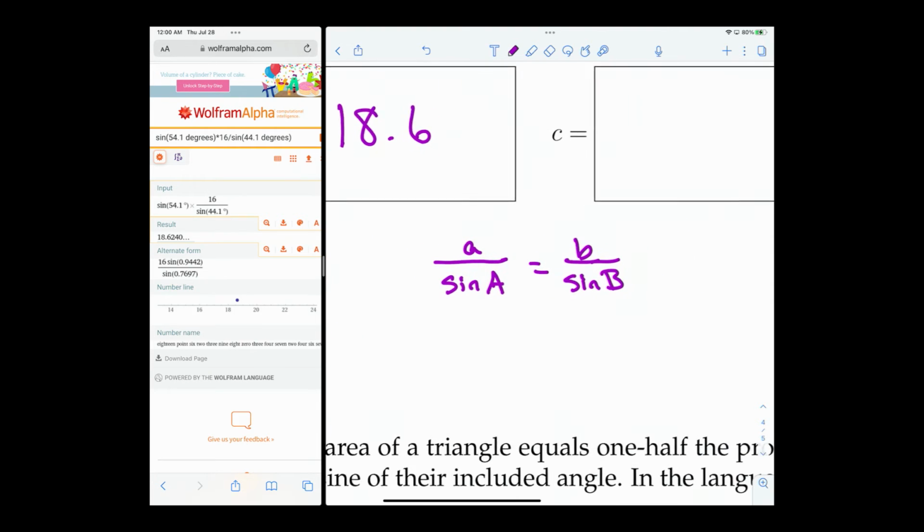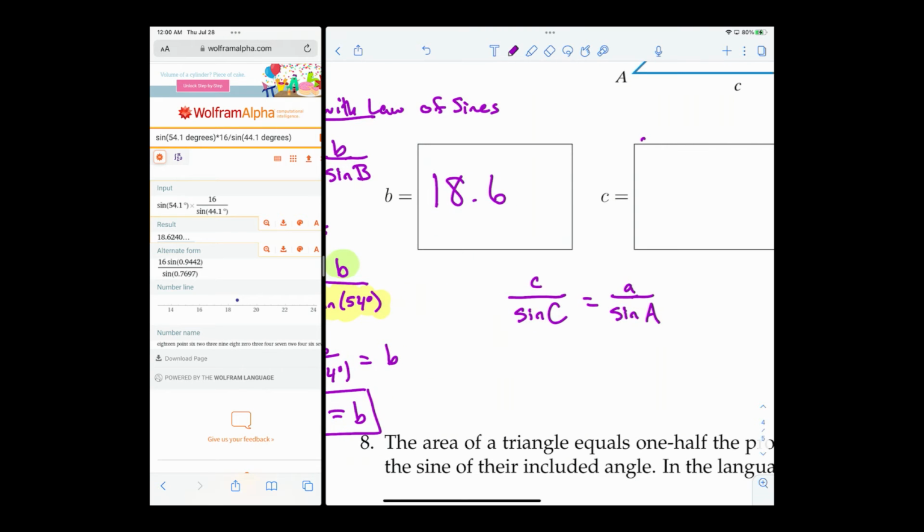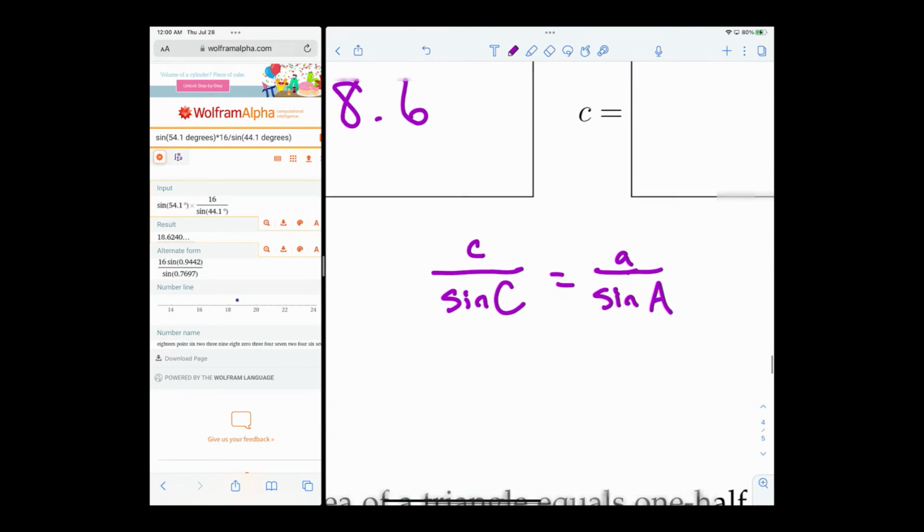Except if we're calculating C, we don't want A and B. We want B and C. So I'll just change these A's to C's. And you might say, well, why are you using B and C and not C and A? Well, I could use C and A, but the reason I don't want to is because, oh, actually I do want to. What I don't want is the one that I had first.